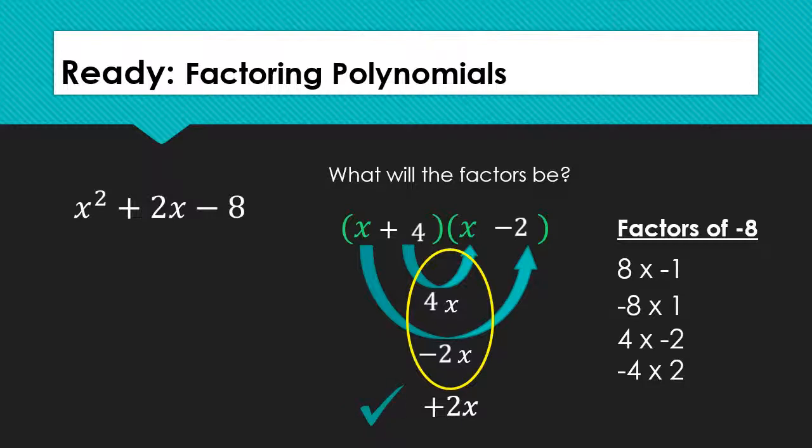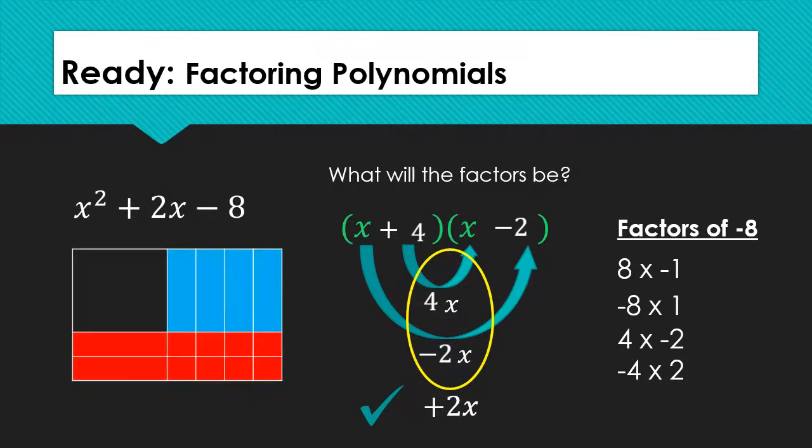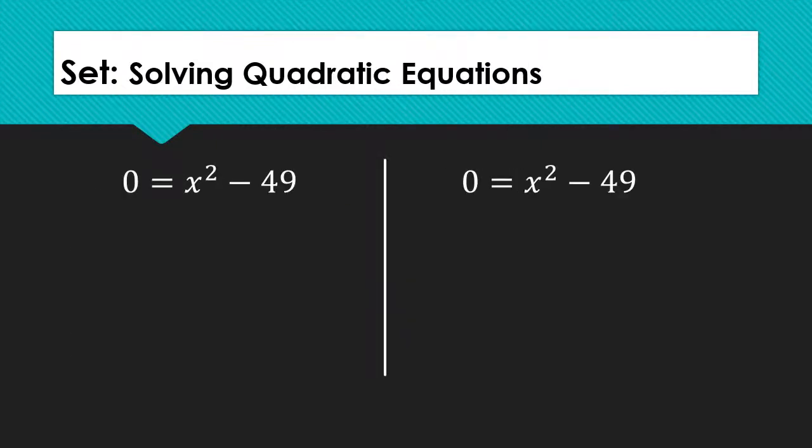You can see that if I place the 4 in the first linear factor and the -2 in the second linear factor, the sum of their products will equal +2x. And here's the representation using the area model.